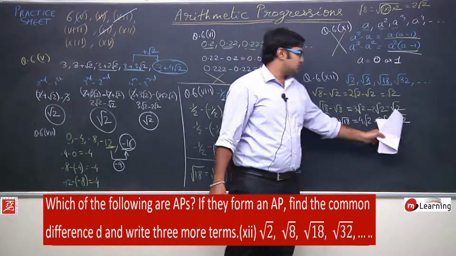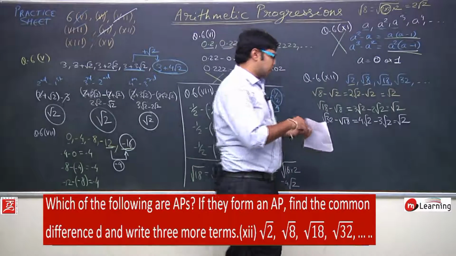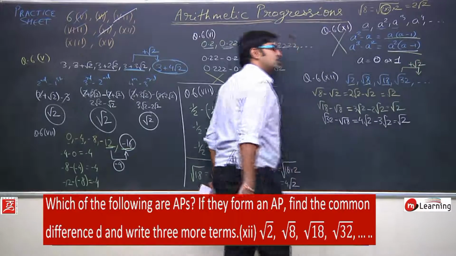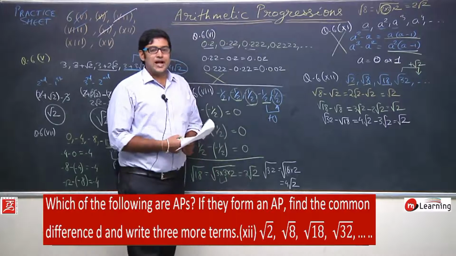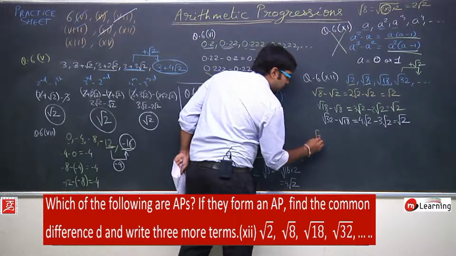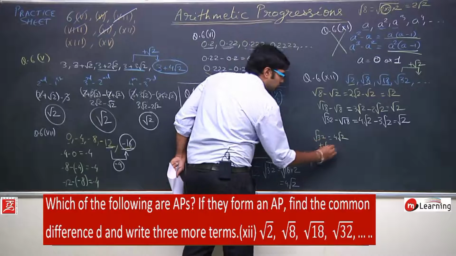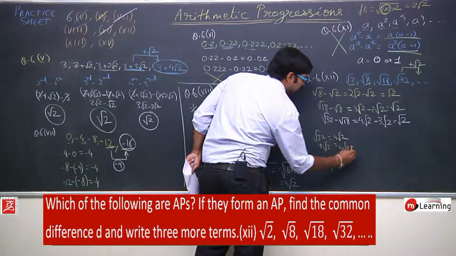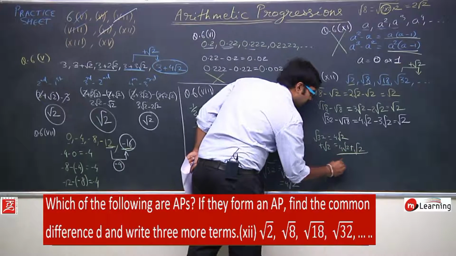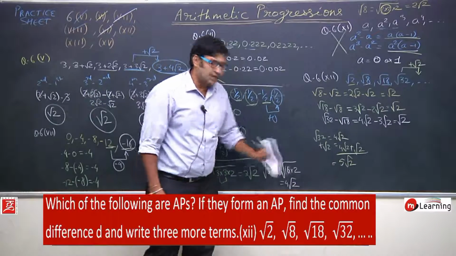So if this difference is root 2, then what will be the next term after this? The next term we will get by adding root 2 to this root 32. So if you add root 2 to root 32, what is root 32? Root 32 is basically 4 root 2. If you add root 2, it will become 4 root 2 plus root 2, so it will become 5 root 2.